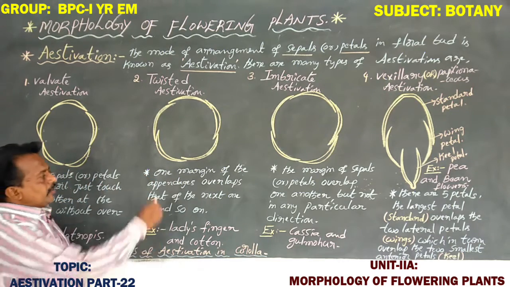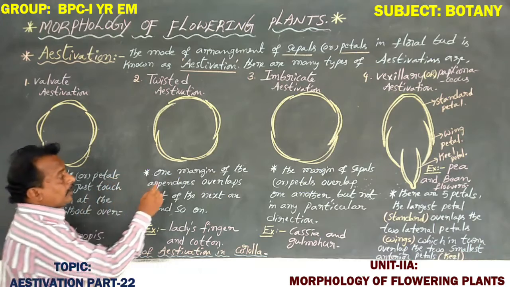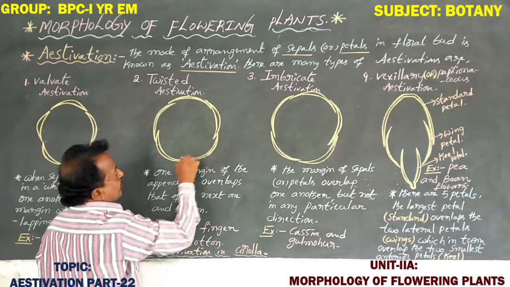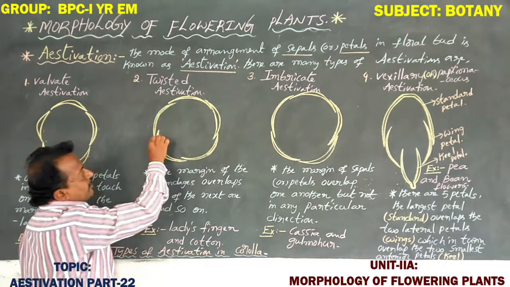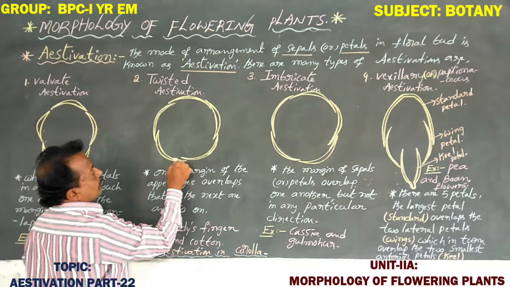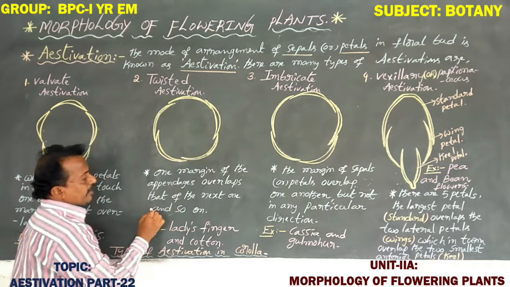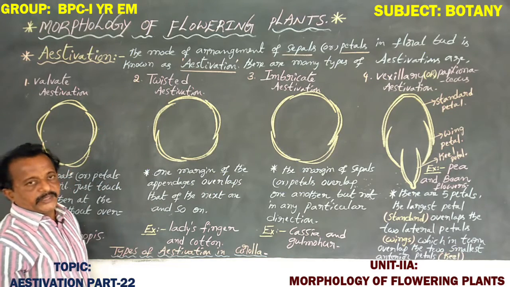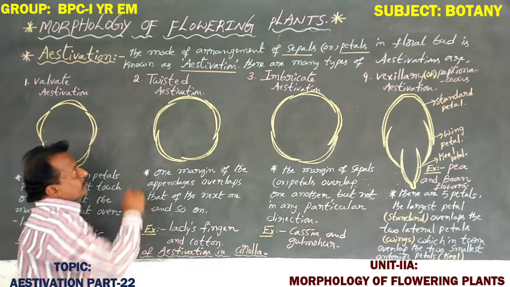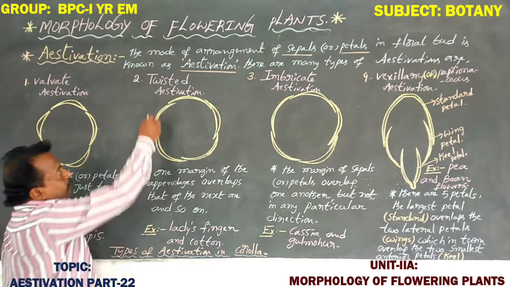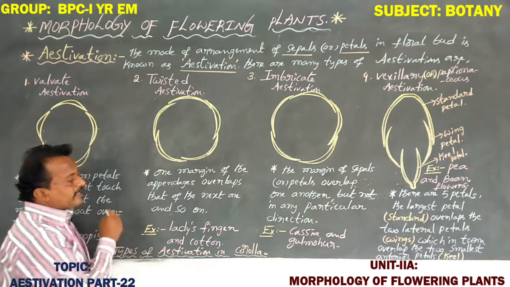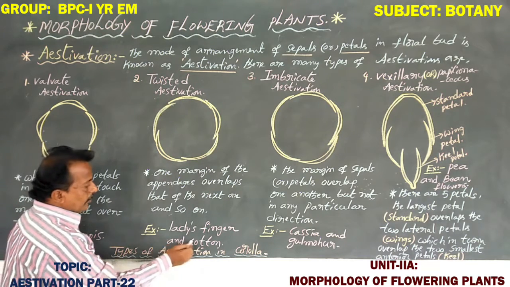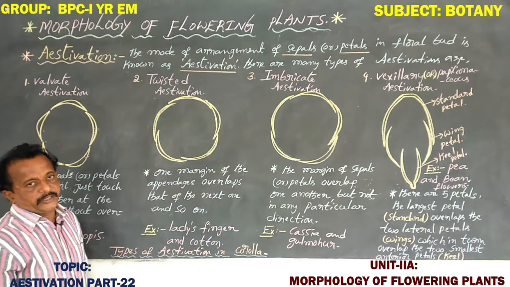Okay now. So one margin of the appendages overlaps that of the next one, and so on. That is named twisted estivation. Examples for twisted estivation are seen in lady's finger, that is benda, and cotton, that is prati.